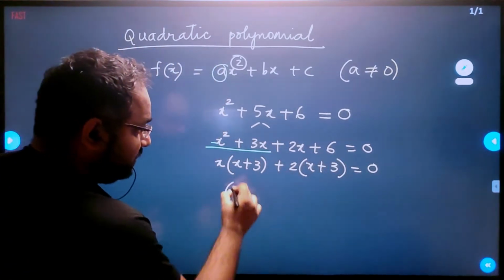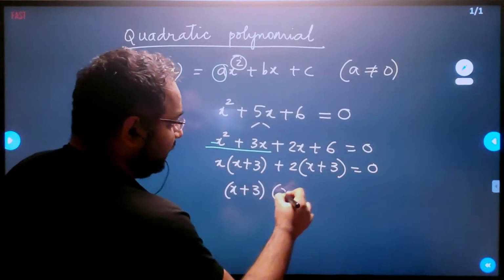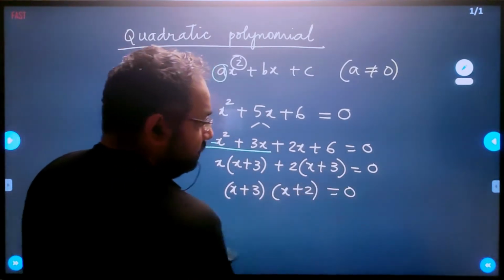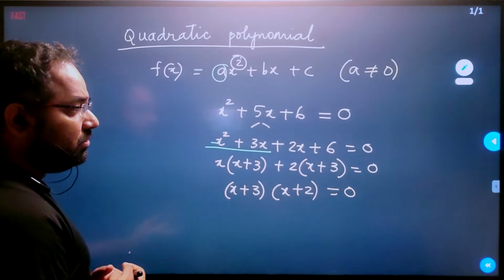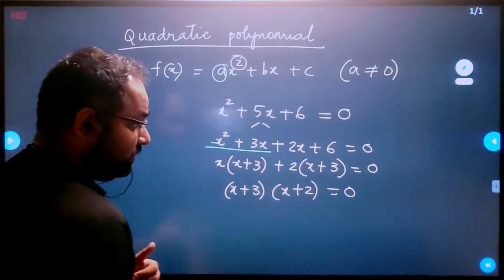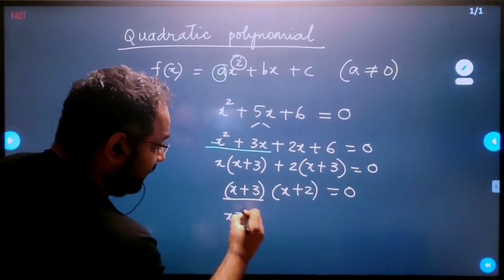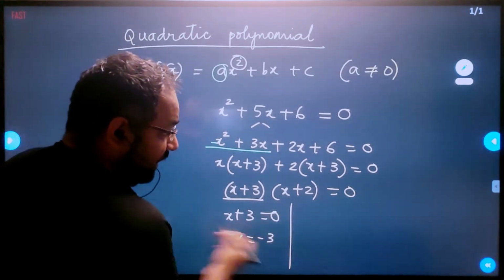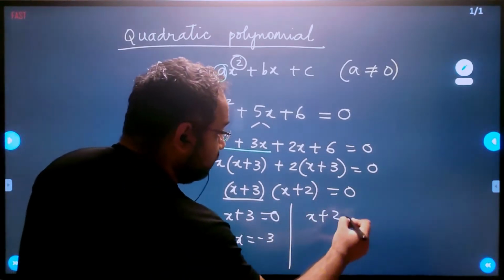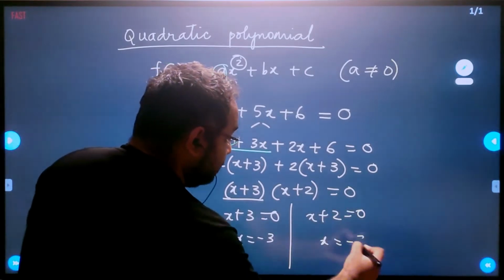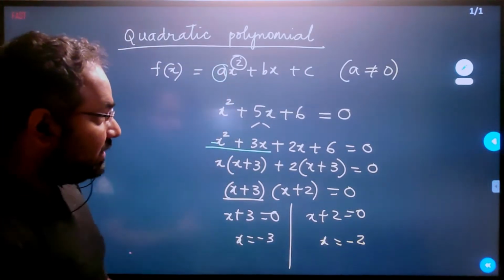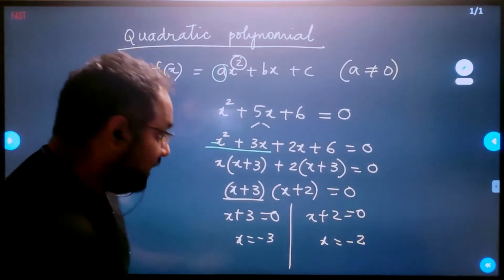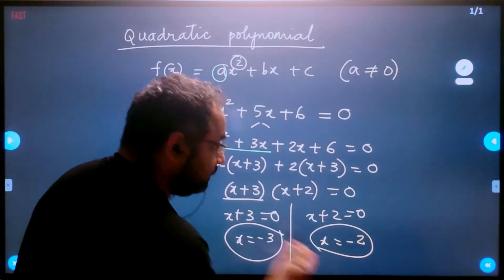Now I'm going to take x plus 3 common. I'm going to get x plus 2 equal to 0. So if the product of two terms is 0, it is very clear that one of them has to be 0. So in the first case, I'm going to take x plus 3 equal to 0. So I get x equal to minus 3. And the other value is going to be x plus 2 is equal to 0, making x equal to minus 2. So here you notice that when I solve this quadratic equation, I'm going to get two values of x.